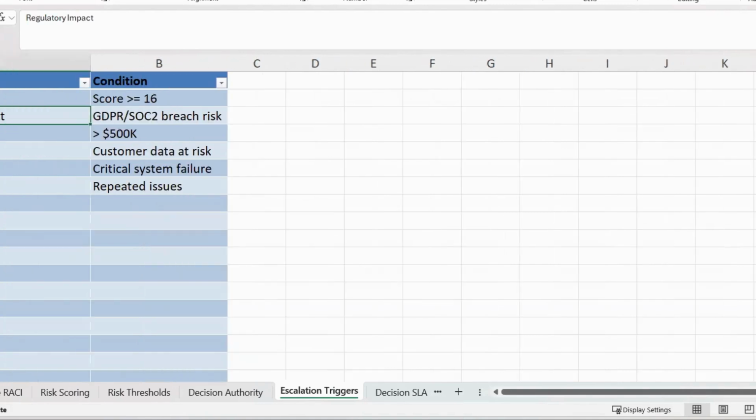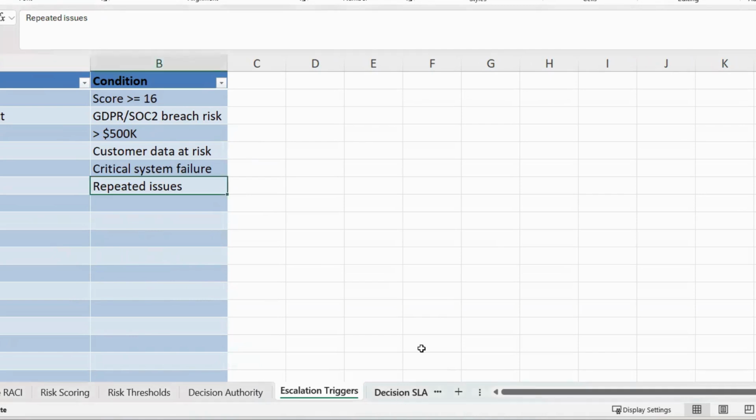And in this case, if we look at regulatory impact, for example, a GDPR breach, risk to the organization, financial impact greater than 500,000, data exposure, customer data at risk, your control failure, critical system failure. These are the conditions. Audit findings, repeated issues in the organization. So those are some of the escalation triggers as it relates to the risk that the organization faces at any particular time.